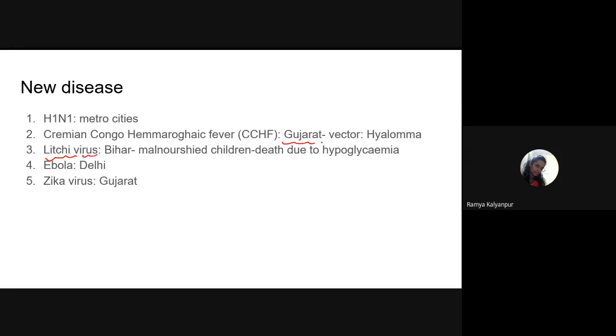Then next one is lychee virus. Now students, what has been observed is that in Bihar, have you all heard about the lychee fruit? Yes, ma'am. Malnourished children, when they ate this lychee fruit, what happened? They died. Especially when they ate this lychee fruit on an empty stomach. This is very important. On an empty stomach, they suddenly died due to hypoglycemia. We don't know the exact cause, but an assumption is that maybe due to release of some chemicals, the death has occurred.